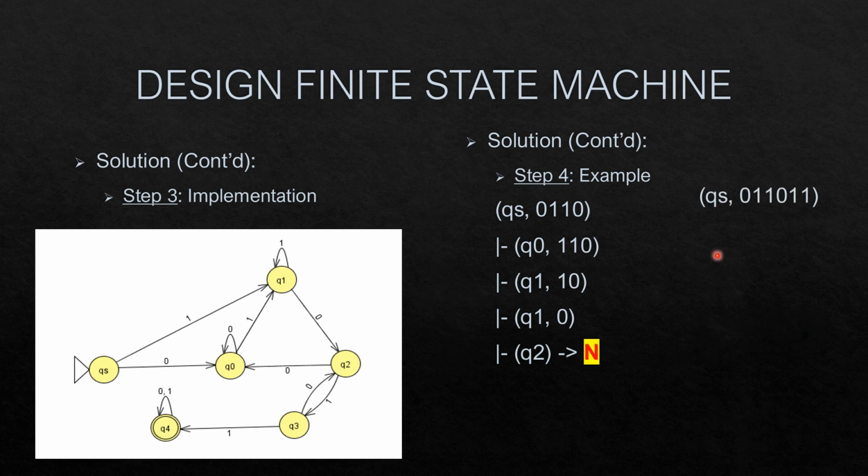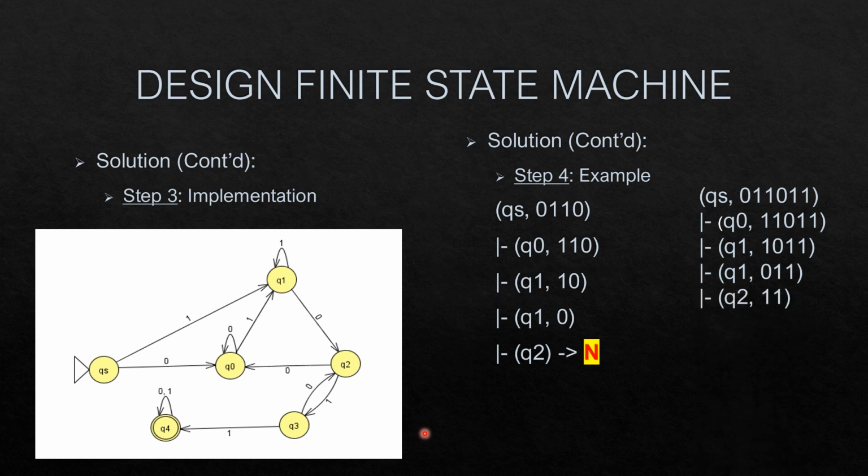Next, QS, 011011. So here what will happen? It will transit to Q0 state. From Q0 it will go to Q1. From Q1 it will stay in Q1. Then it will transit to Q2 state. From Q2 state it will go to Q3, and from Q3 it will reach Q4 state and give us the output yes, it is a valid input.